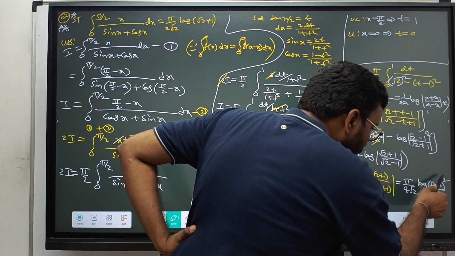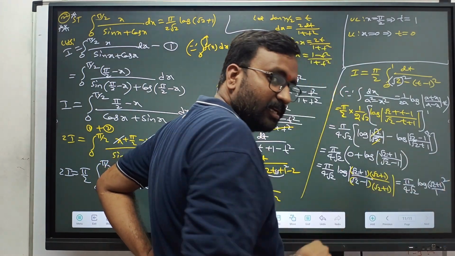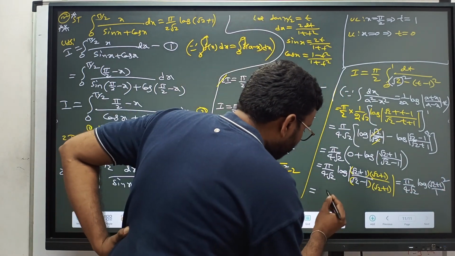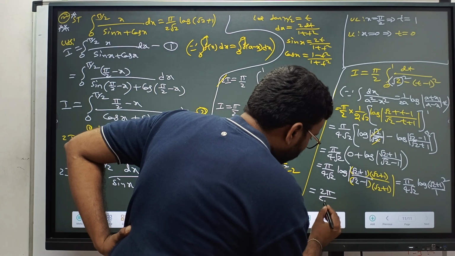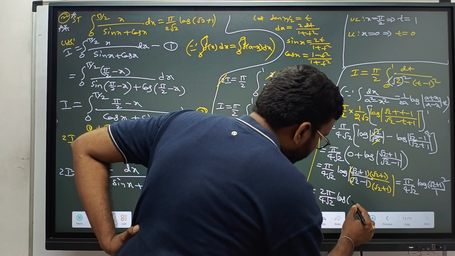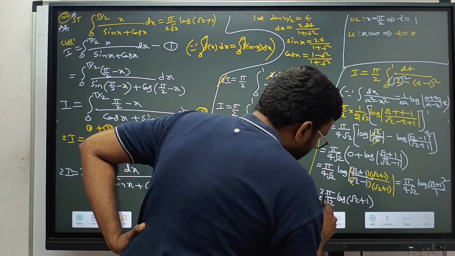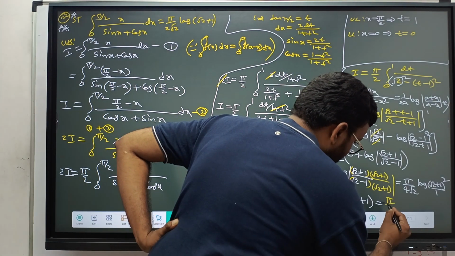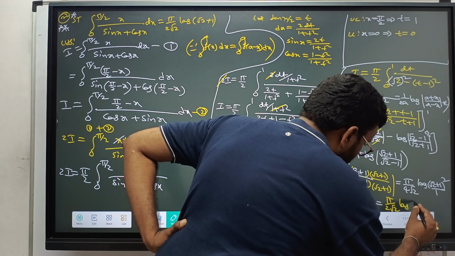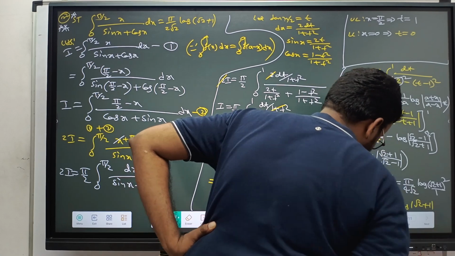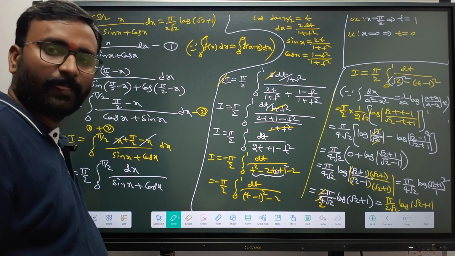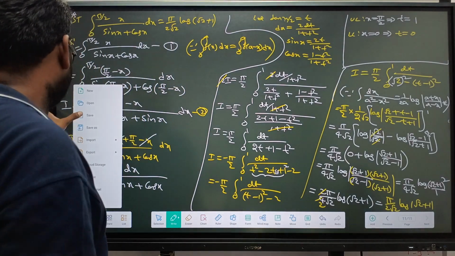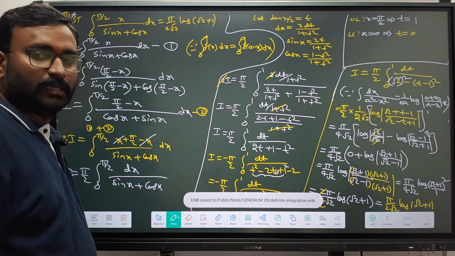Now this 2 will be the multiple. Why? Because log x power n is n log x. So which is equal to 2 pi by 4 root 2 log of root 2 plus 1. 2 and 2 cancel. Finally answer pi by 2 root 2 log mod root 2 plus 1. Understand?